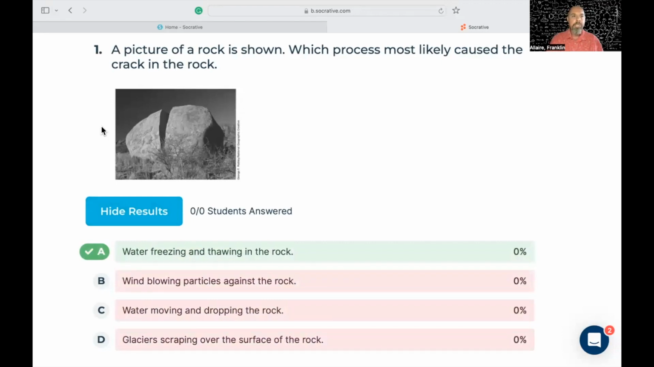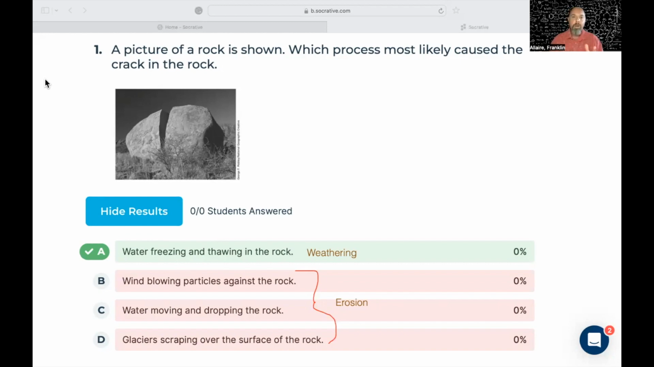So this is an example of what's called weathering. Weathering is a little bit different than erosion, although the two get put together a lot of times. By the way, speaking of, these three other answer choices here are, in fact, examples of erosion: wind blowing particles against the rock, water moving and dropping the rock, picking up and carrying the rock off, or glaciers scraping over the surface of the rock. All of those are examples of erosion. And this is going to come back to us in the next question here.